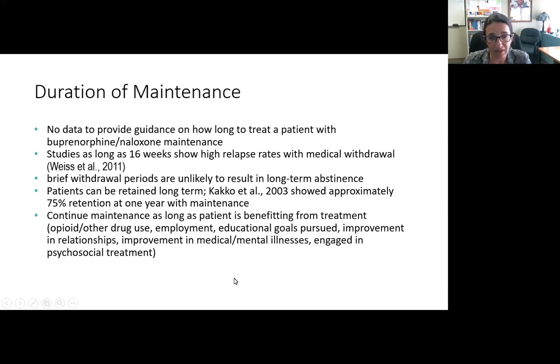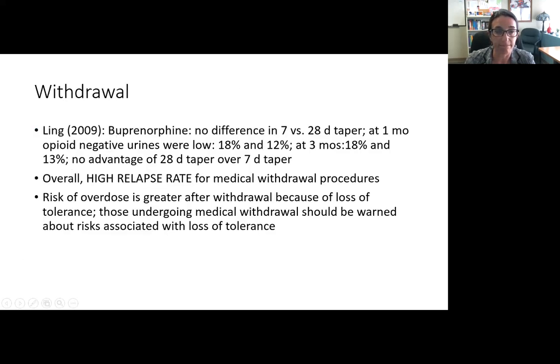From this study 20 years ago from Kakko et al., we saw that patients can stay on the medication long-term, be retained in treatment, and that we see 75% retention in treatment at 1 year when they're taking their buprenorphine still, but that there was loss of treatment quite significantly when they were tapered before that. So we really want to continue someone on treatment as long as they're benefiting from it in terms of all of those goals and their overall stability.